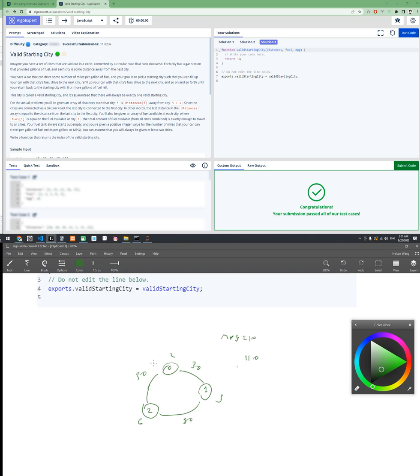One way to figure this out is by drawing a graph and finding relatively which is the lowest point. Once you find the lowest point, the next city is going to be the valid starting point, because that's when you are going to have the least amount of fuel remaining after traveling there.